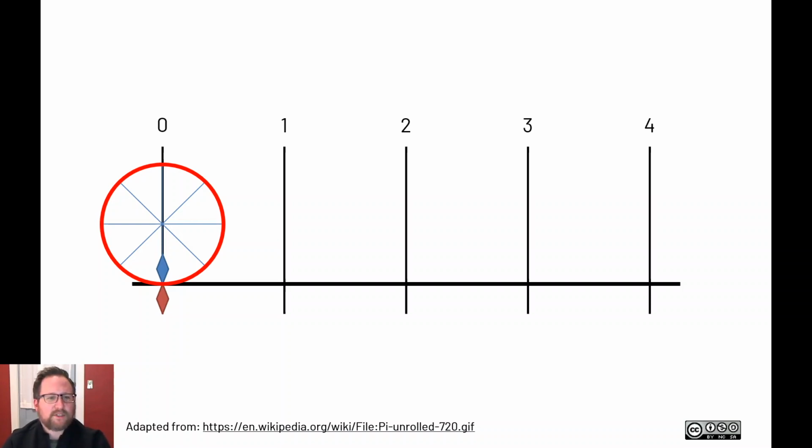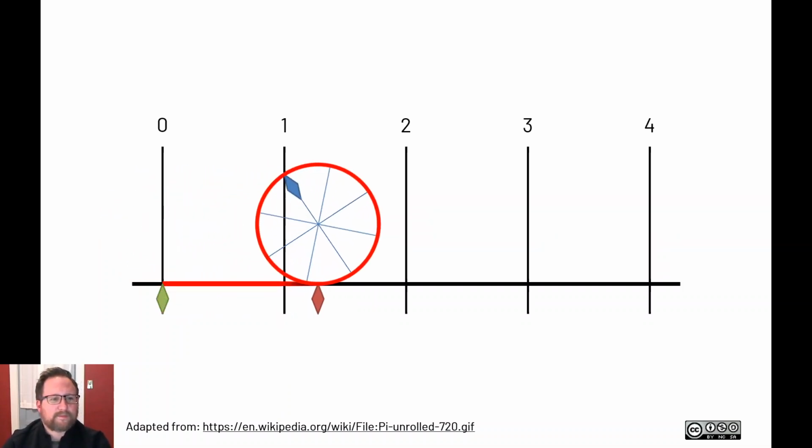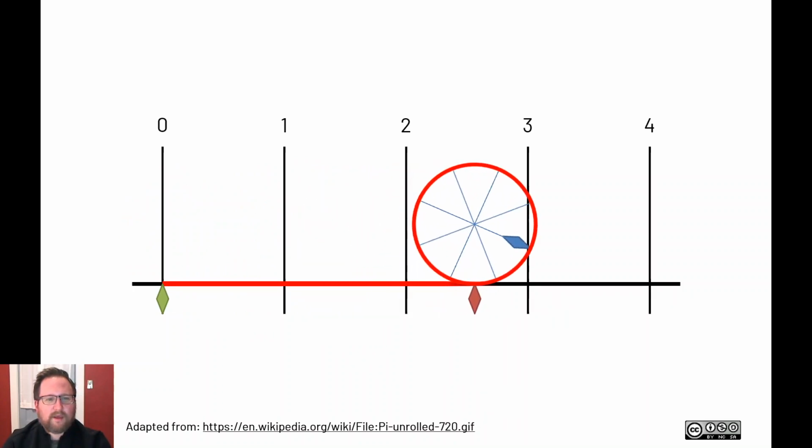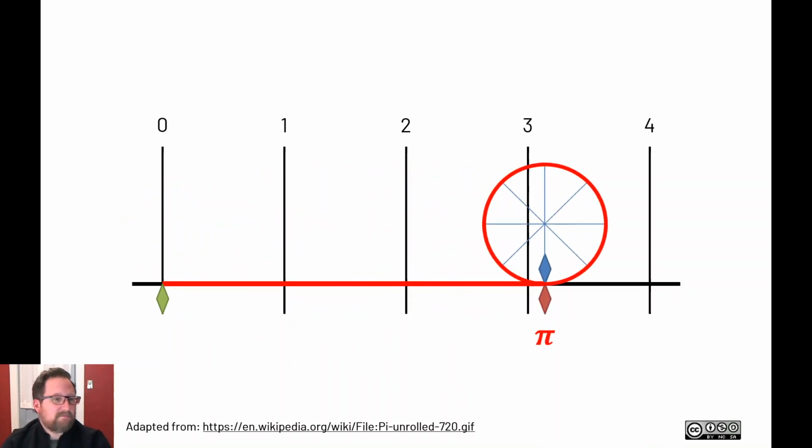And as it goes, it's going to mark its trail so we can see how long the circumference of the circle is. Because if it does one full revolution, that means every part of the circumference has touched the line once. So let's see what happens. So it stops at pi. So in other words, the circumference of the circle is pi long when the diameter is 1.